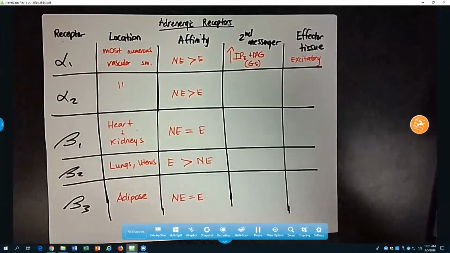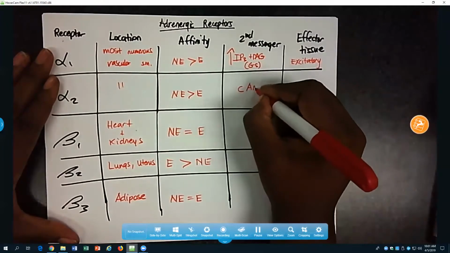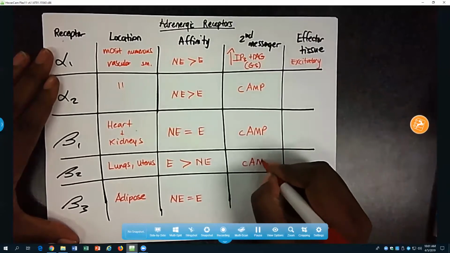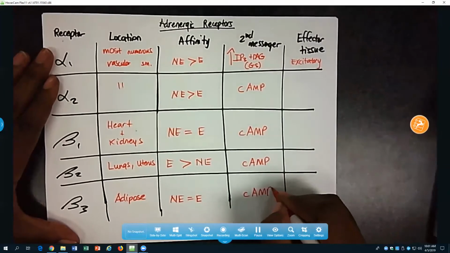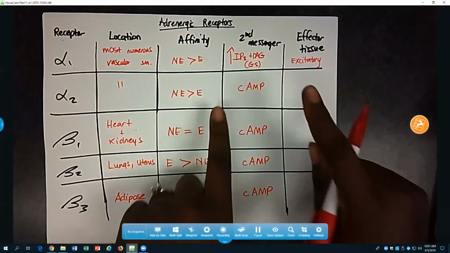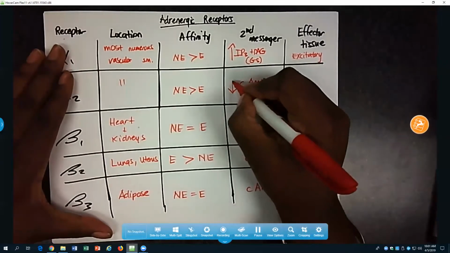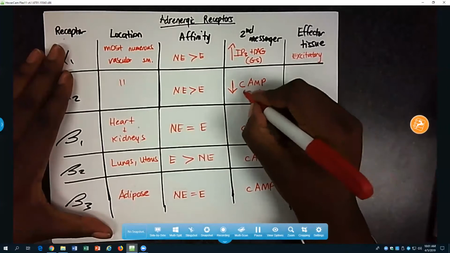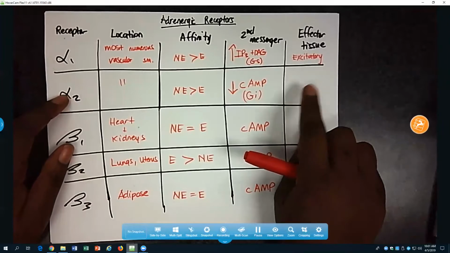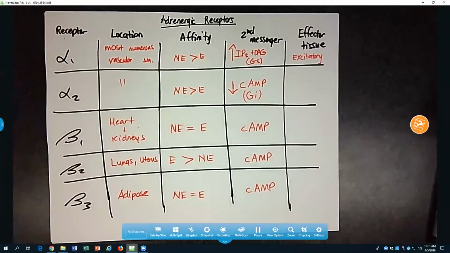So cyclic AMP is involved in all the other receptors. Right? Whether it goes up or down is going to differ, but it's involved in all other 4 receptors. Okay. In alpha-2, it's going to be decreased. It's associated with a G inhibitory protein. And so alpha-2 is going to decrease cyclic AMP's second messenger. What type of effect is that going to have on the cell, though? Although it's decreasing its second messenger, what is its effect on the tissue? Not inhibitory.